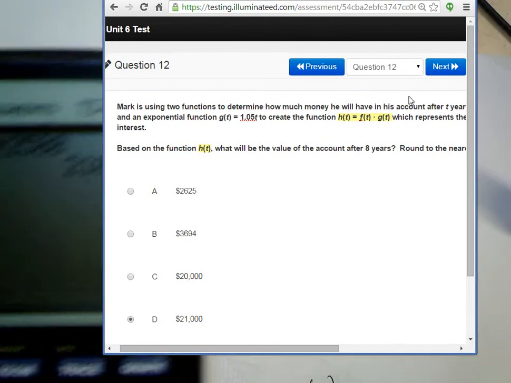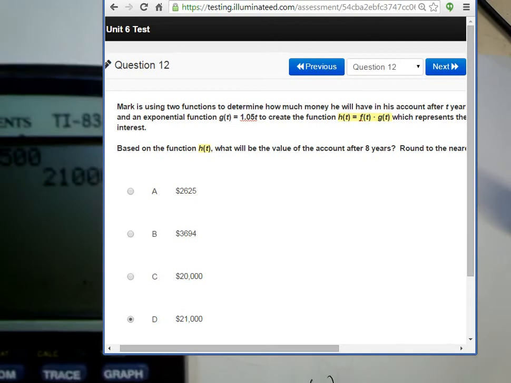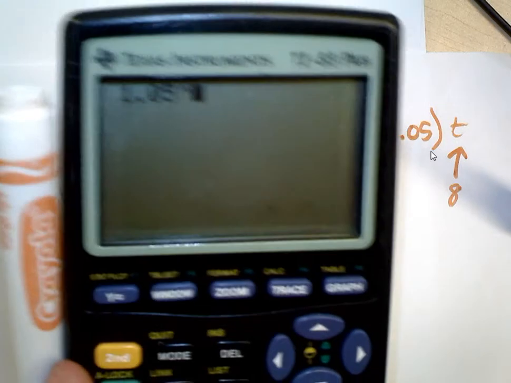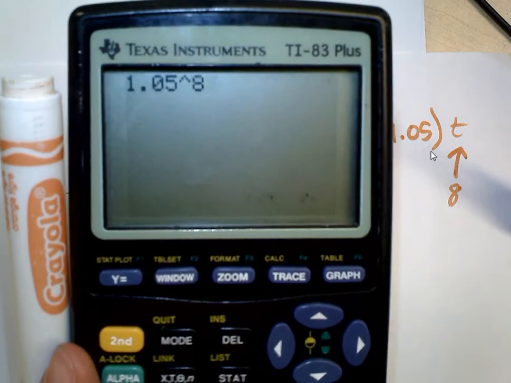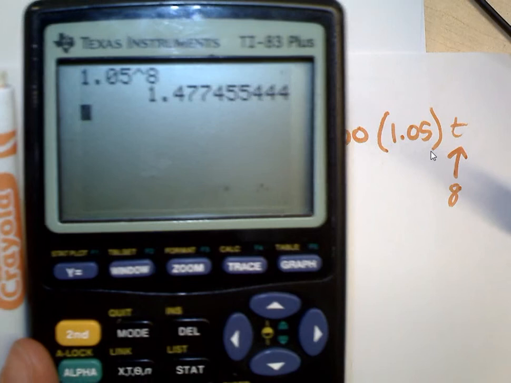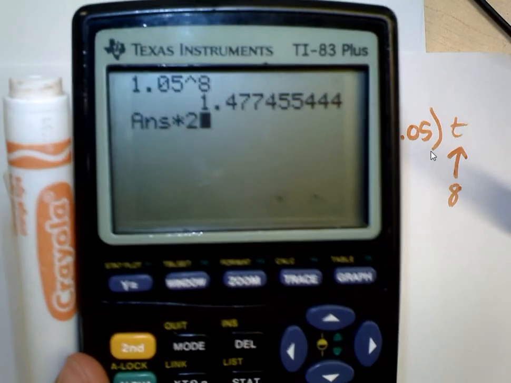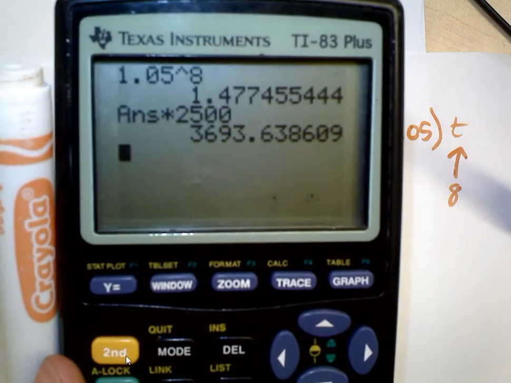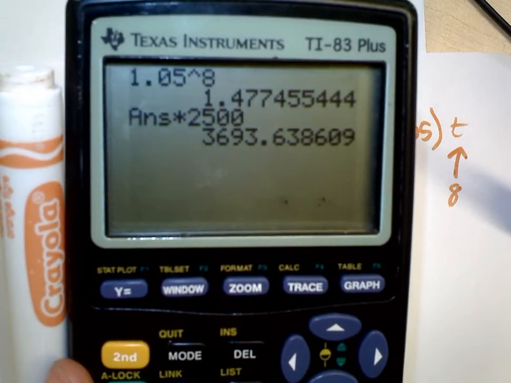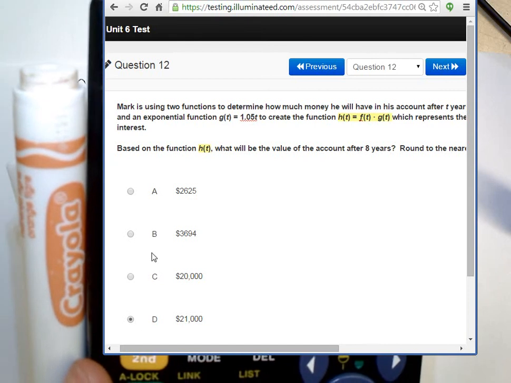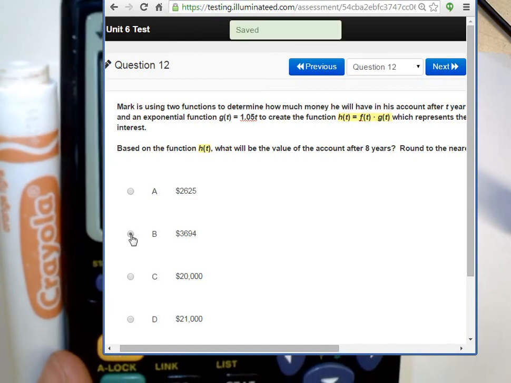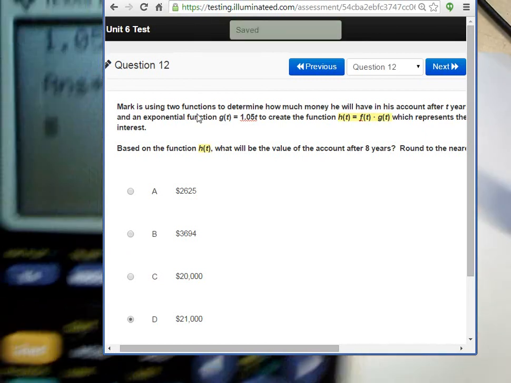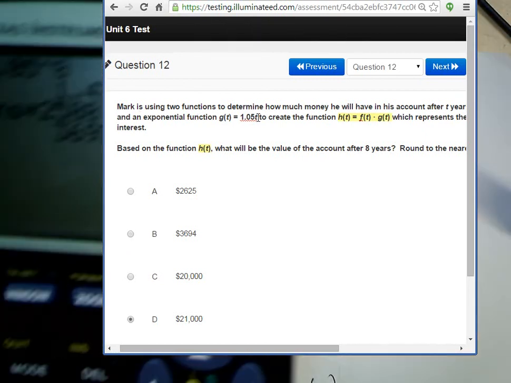If you said that t was an exponent, then that means we would do 1.05 to the 8 as an exponent. I did my caret. And then I'm going to multiply by 2500. And I get 3,693. So if you got that one, then that would be answer choice B. So if you put answer choice B or D, I'll take both of those answers because this did say it was an exponential function. However, the t was not in the exponent there.